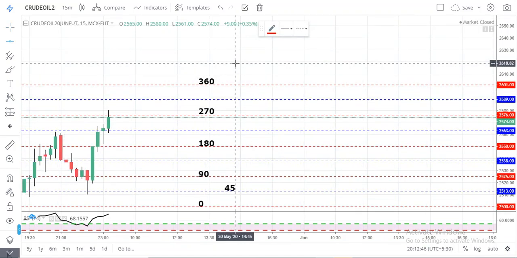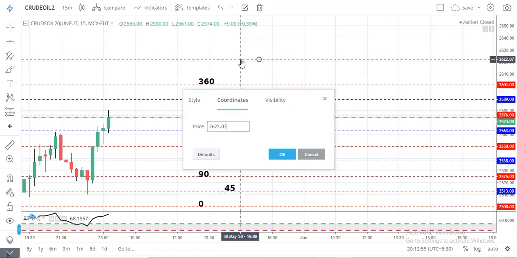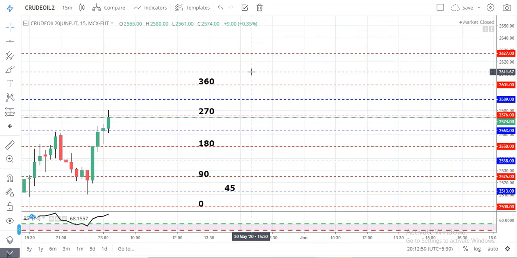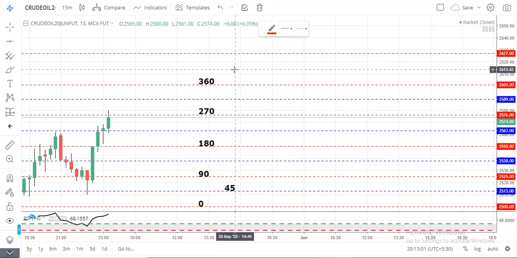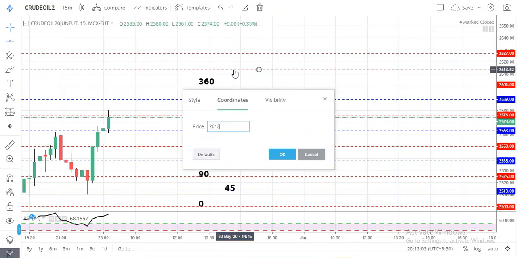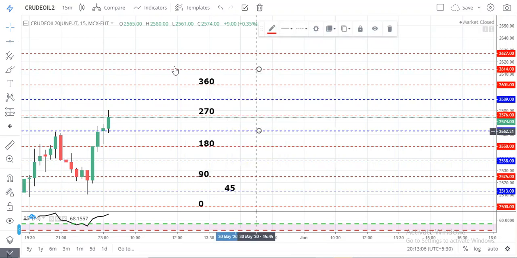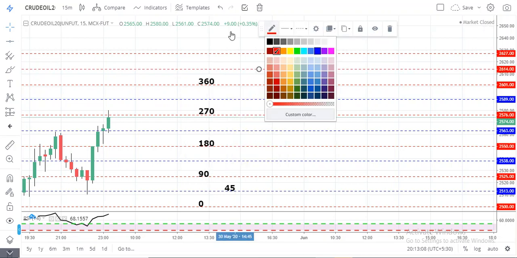So again, the next red line goes. The next red line is at 2627. The next red is 2027, 627. Again, here the blue line is 2614. So here is what we have to do.